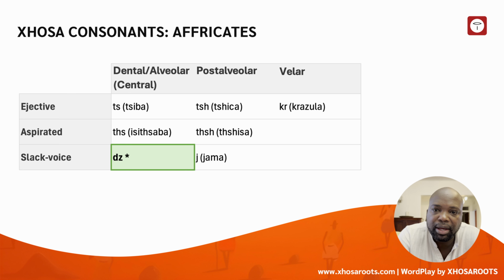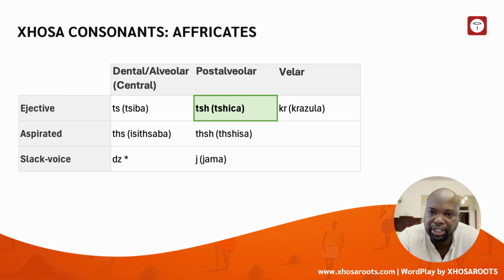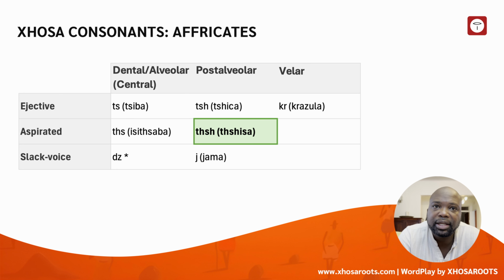And then, moving on to the postalveolar versions, we have the ejective cha. An example of that is chita, to spit. And the aspirated version, chisa, burn, or cause something to burn.